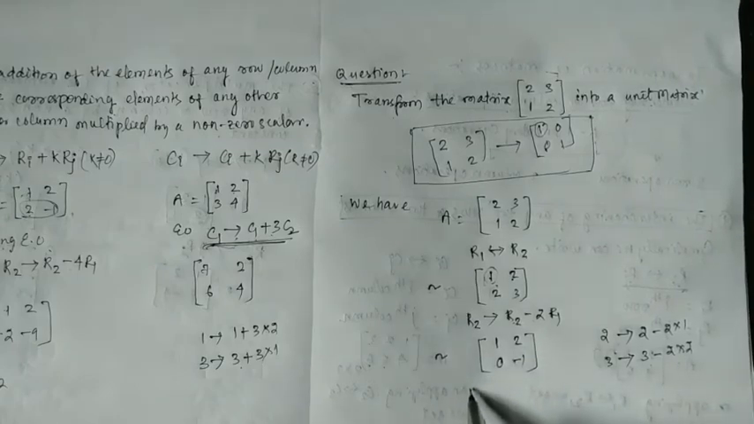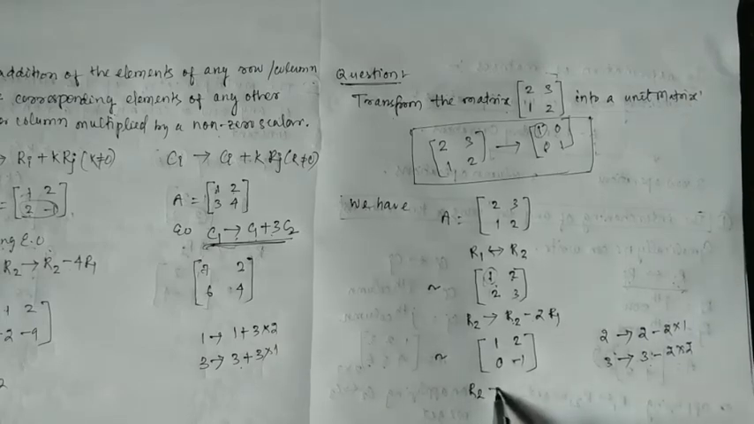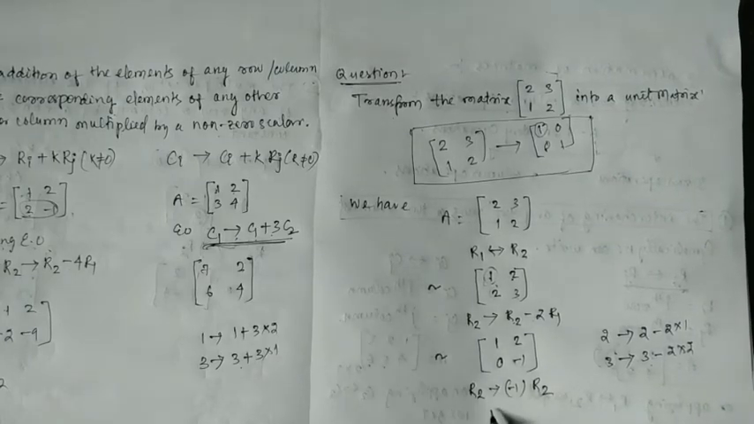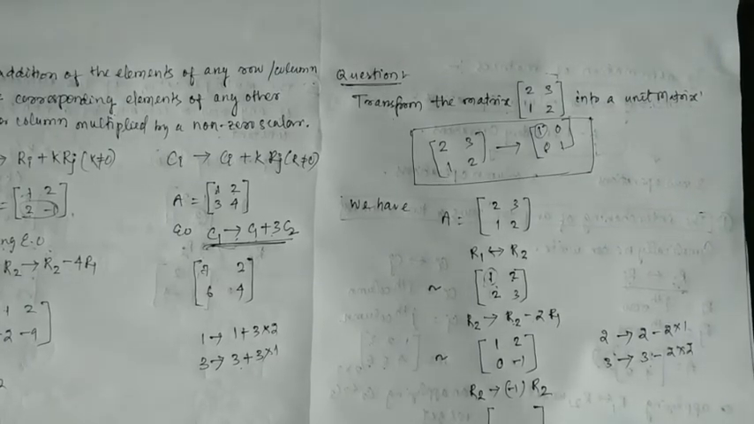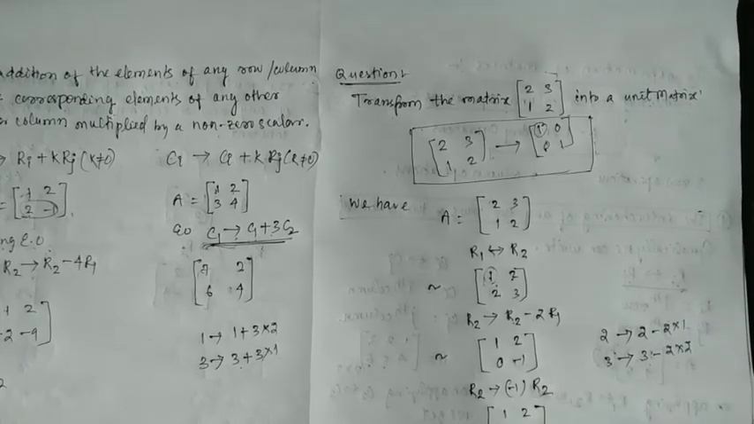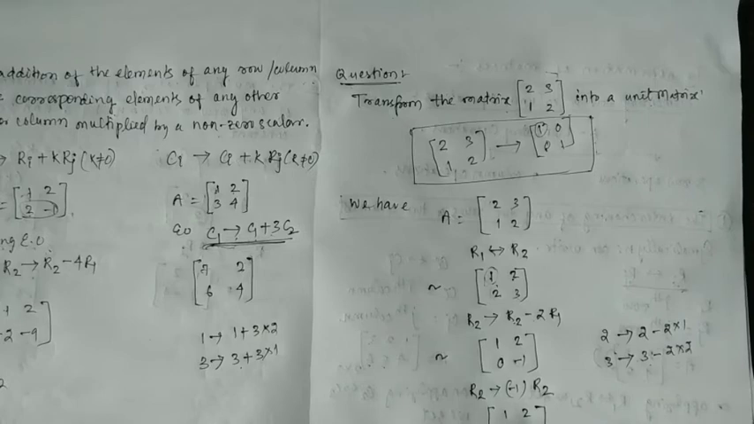So, applying the second elementary operation, R2 can be replaced by minus 1 times R2. So we get 1 to remain the same, in R2 this is 0, this one 1.